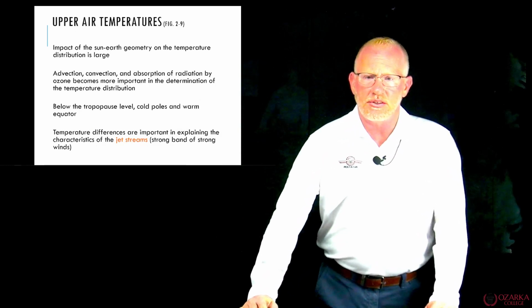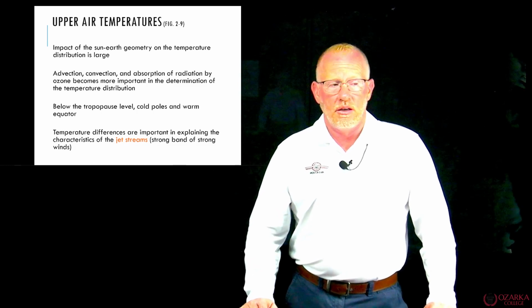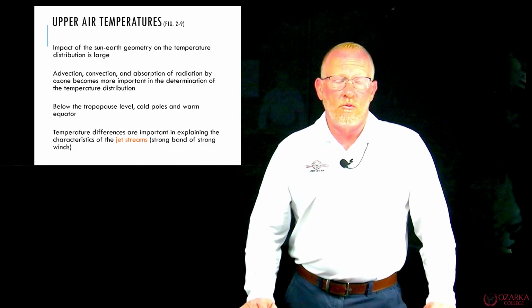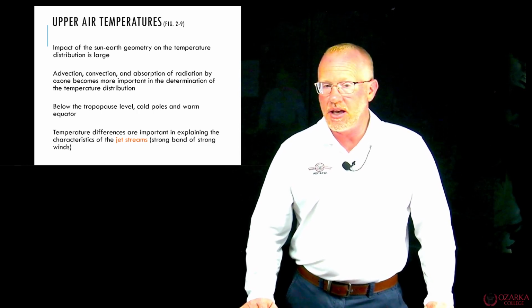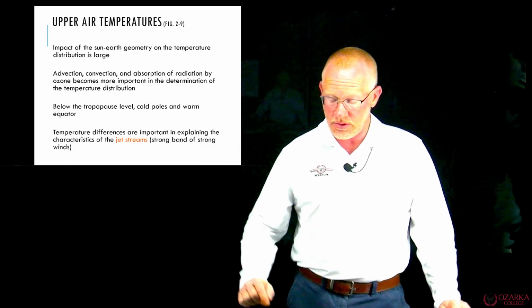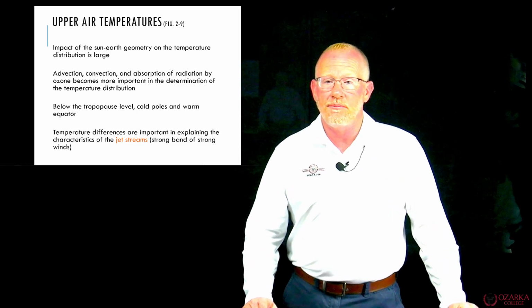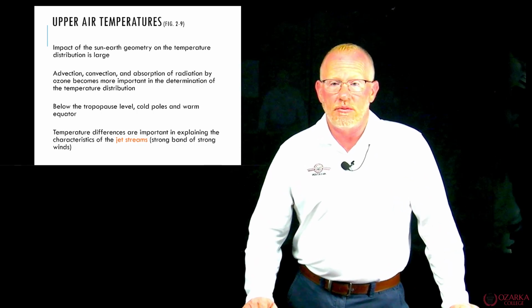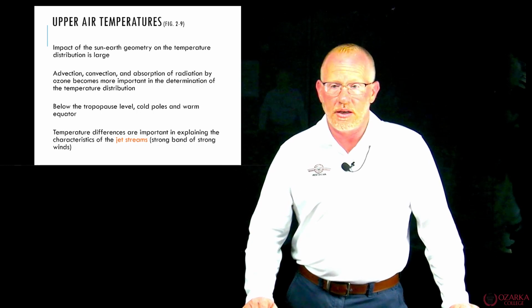So the impact of the Sun-Earth geometry on temperature distribution is large. Depending on where you're located in the world, what angle you're at, what time of year, and time of day, that determines the temperature change and the distribution of the sun's radiation over a large area, okay? Advection, convection, and absorption of radiation by the ozone become more important in the determination of the temperature distribution, okay?